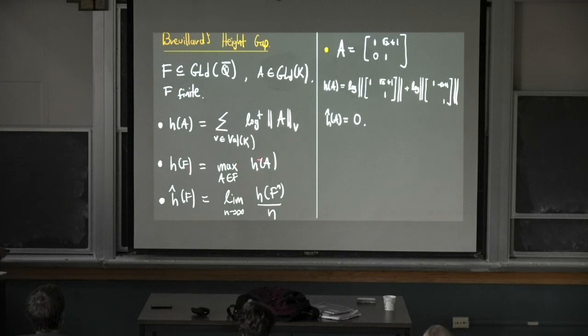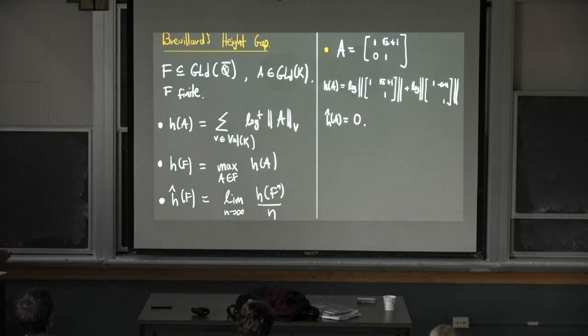And then there's this other thing, forget about this. This is a normalized height that is just taking the limit of the height of f to the n over n. But for simplicity, let's just focus on the height of f.